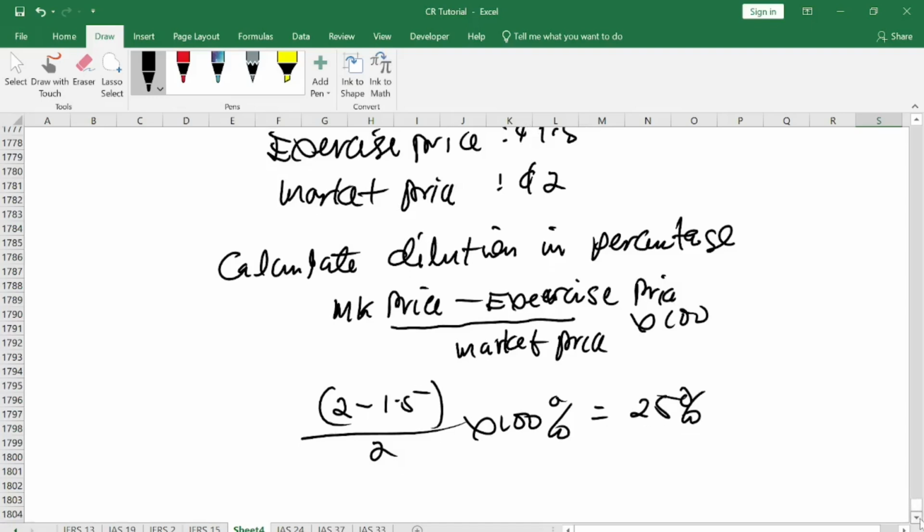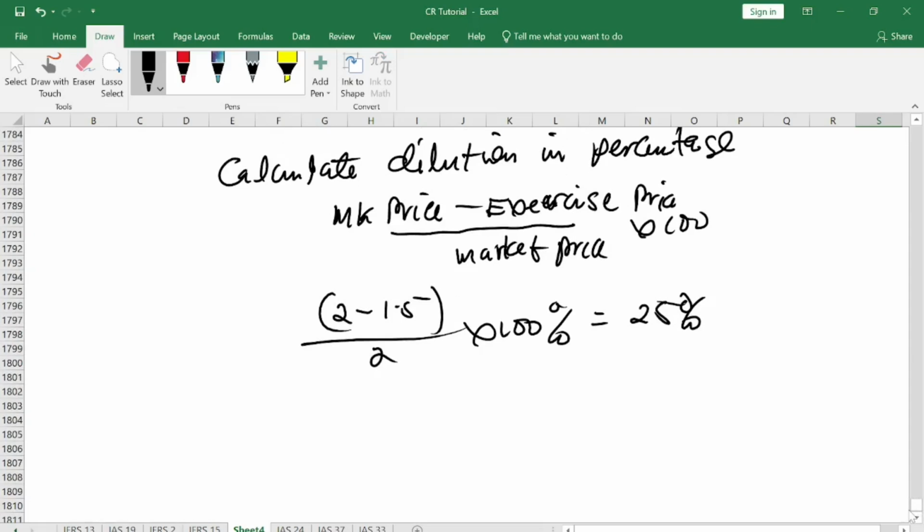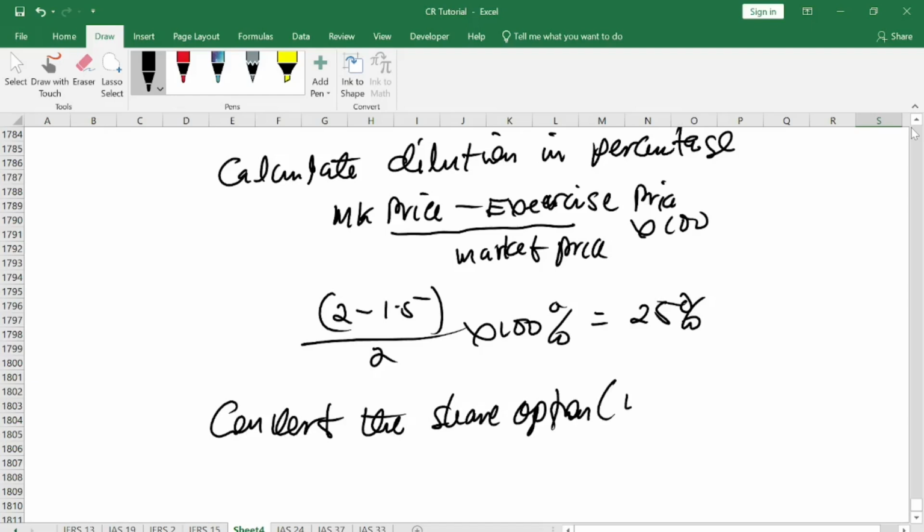Now that you've had your 25%, you can use this to determine the share option, the number of equity shares in the share option. So how do you convert? What I mean is that after you've done the dilution percentage, you convert the share option given, which is 100 million, to the number of shares. So how do we do that?